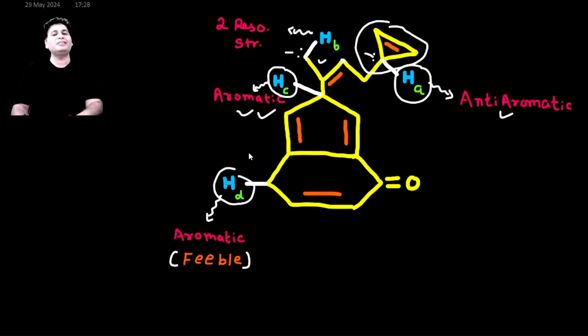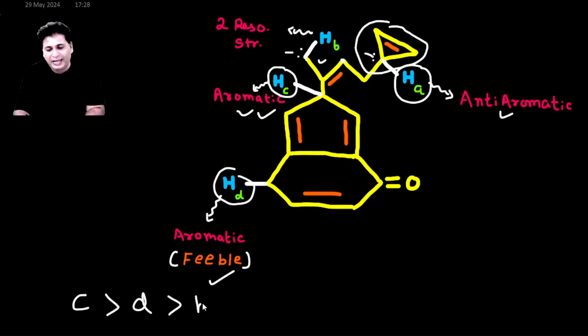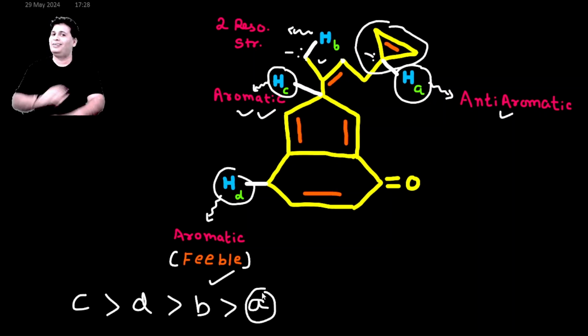So if you take everything into account, you can say the removal of D, although it brings aromaticity, is very feeble, although it will have some aromatic character. So taking everything, the pros and cons, into your consideration, you can finally say that the removal of C is going to be with most inclination, most tendency, followed by D, and then will come B, and the least is going to be A. Why? Because A was anti-aromatic in character, making things highly unstable.